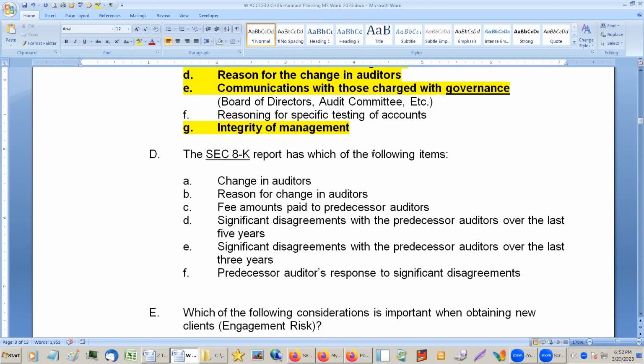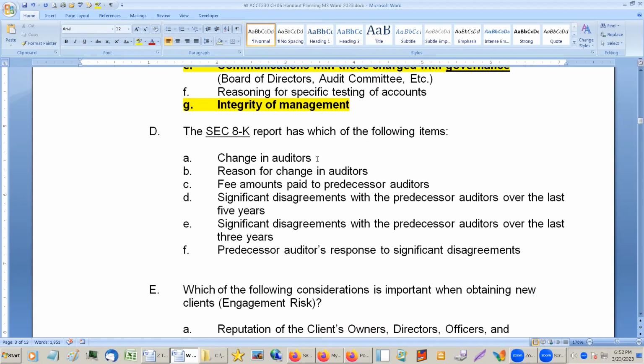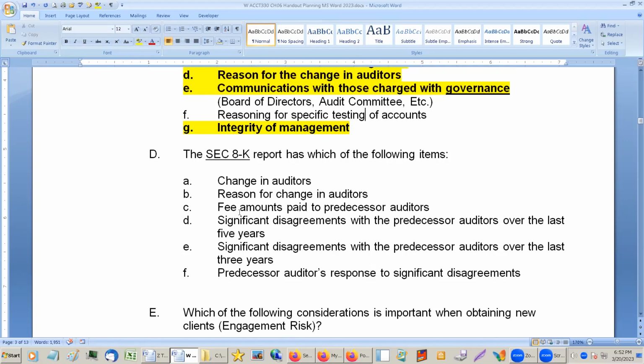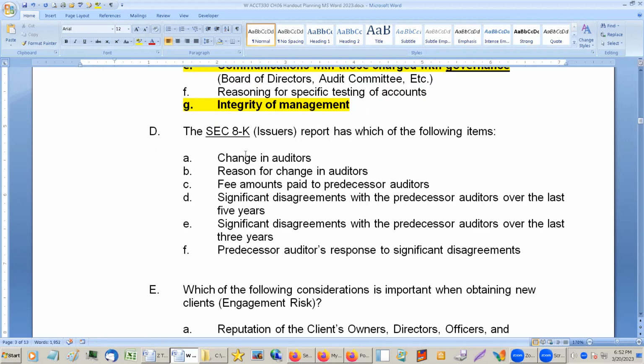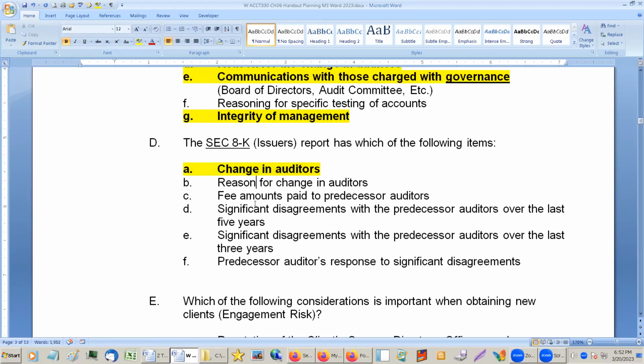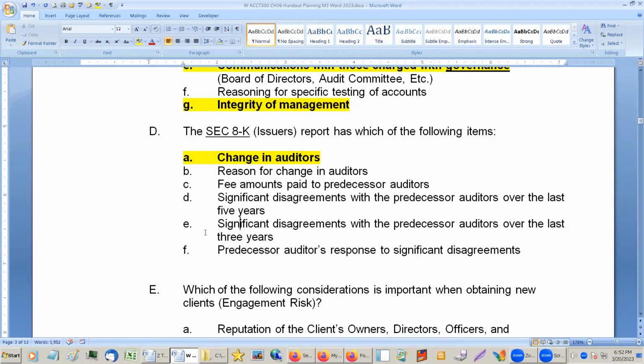Okay, the 8-K report. I really didn't talk too much about that, but I'll go through these. The 8-K report is a report that's sent to the SEC, and this is only for publicly traded companies, issuers, as we call them. And what will they tell them? They'll tell them that there's a change in auditors. They will not tell them the reason for the change. They won't tell them fees. Significant disagreements, they will tell them that, but for the last 3 years.